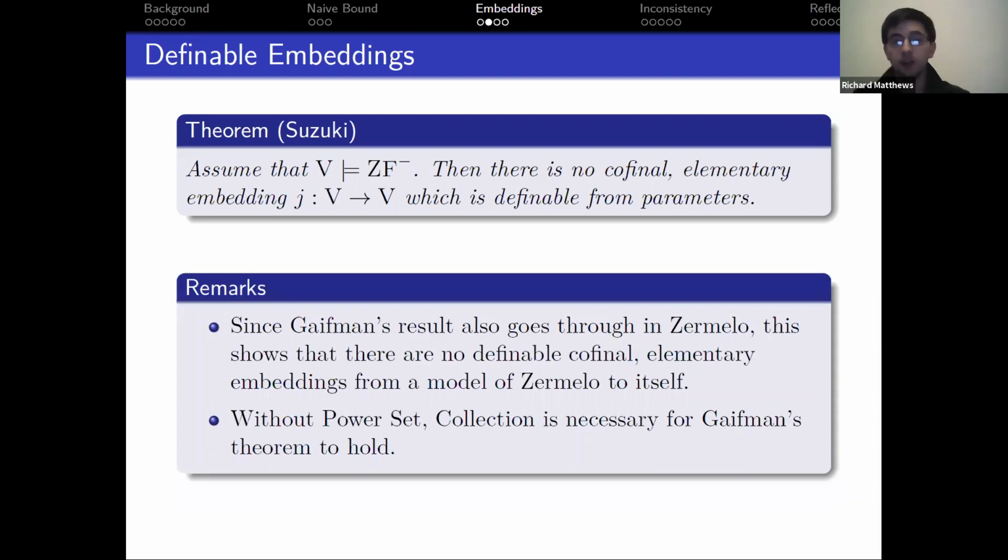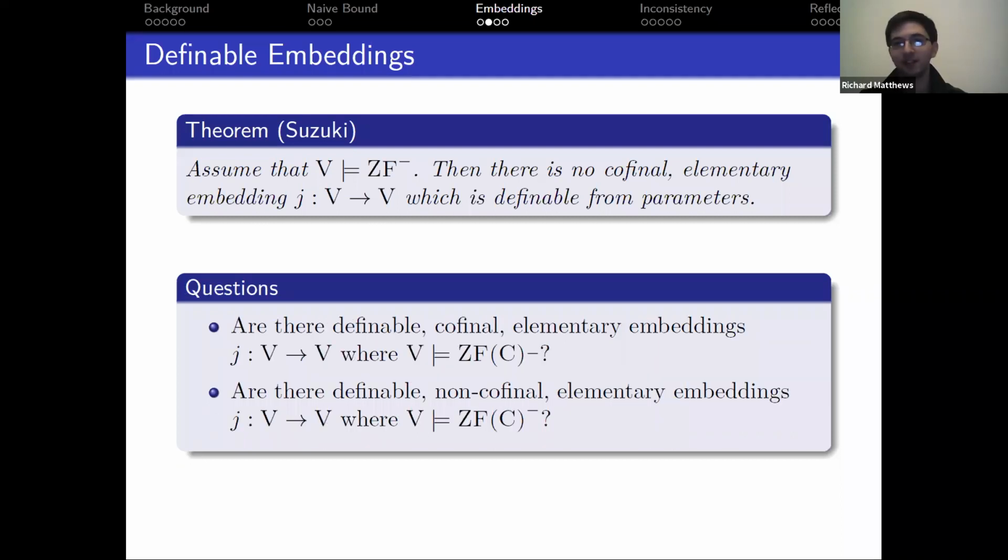Just some remarks here. Gaifman's theorem also goes through for Zermelo. So if you look at the proof of that theorem, at no point did I use replacement. So in fact, we've shown that there is no definable cofinal elementary embedding for a model of Zermelo to itself, and we get that for free as well. But without power set, collection is necessary for Gaifman's theorem to hold. So this gets to the first two of my annoying questions, which I can't answer.